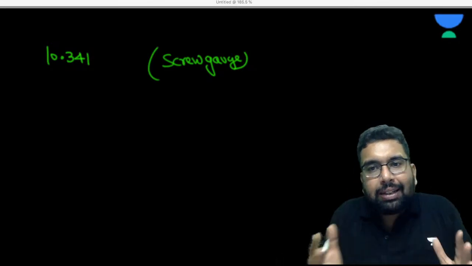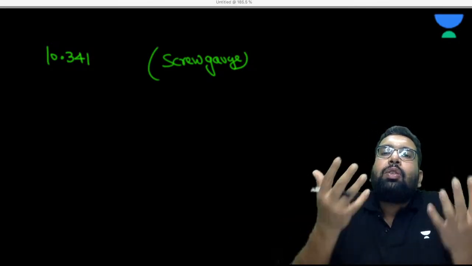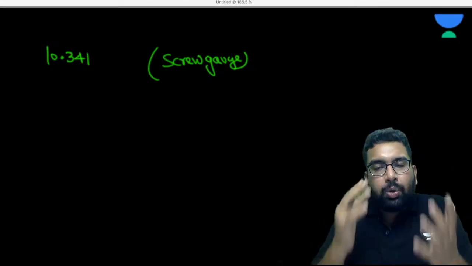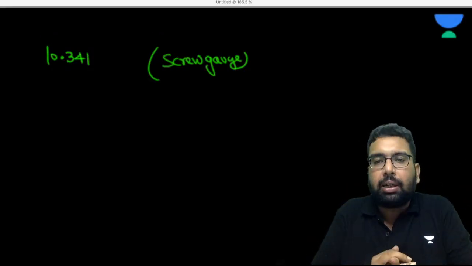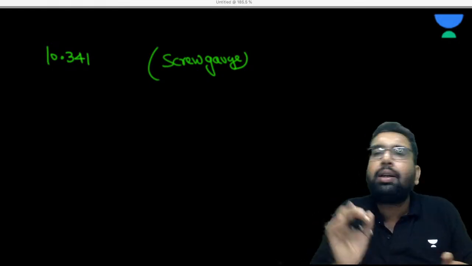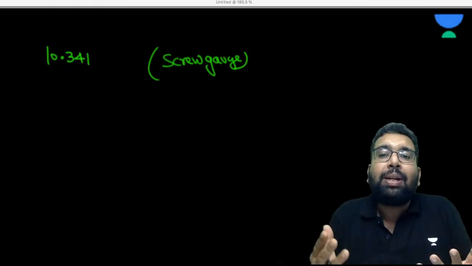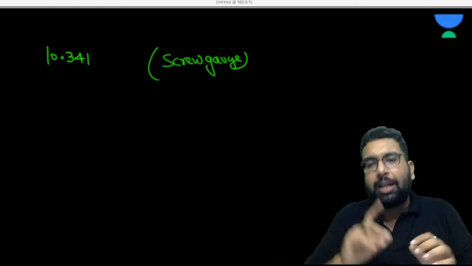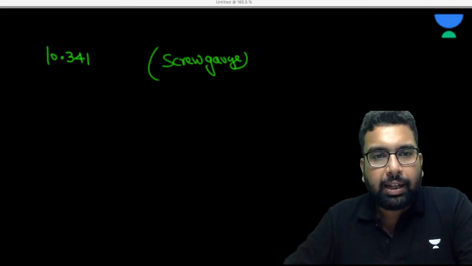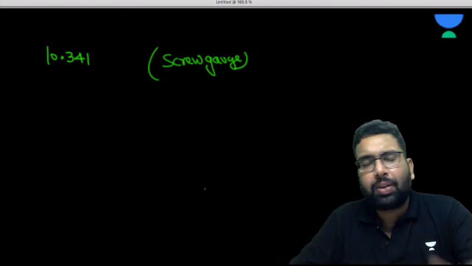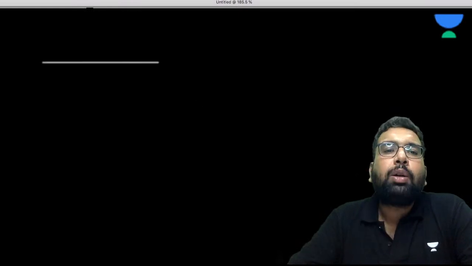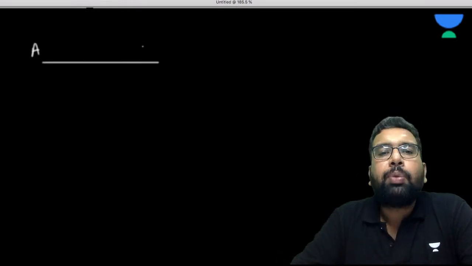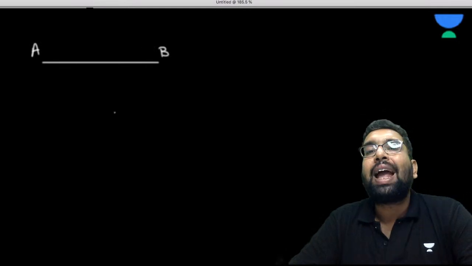The least count, or the accuracy of the instrument from which you are taking measurements, tells you how many significant figures can be there in that particular measurement. Now, I'll tell you one more thing. This is important, because see what I am trying to do. I am trying to develop the foundation for error analysis.